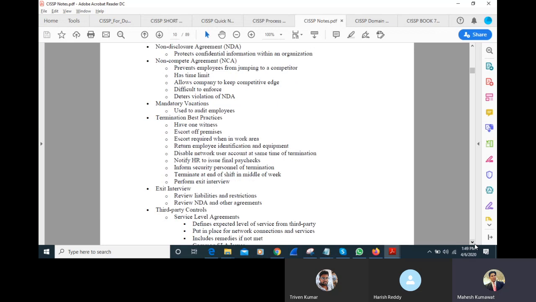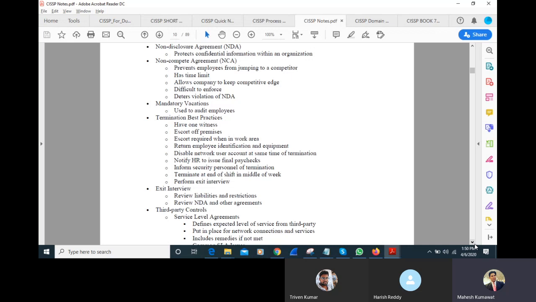Termination best practices: have one witness. If we want to terminate an employee, then we have some requirements, such as having one witness. Escort off premises; an escort is required when in the work area. Return employee identification and equipment. Disable the network user account at the same time as termination.